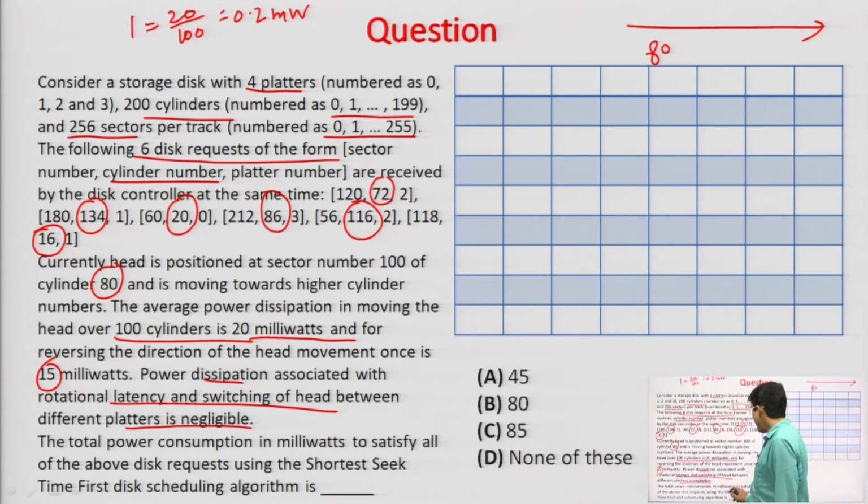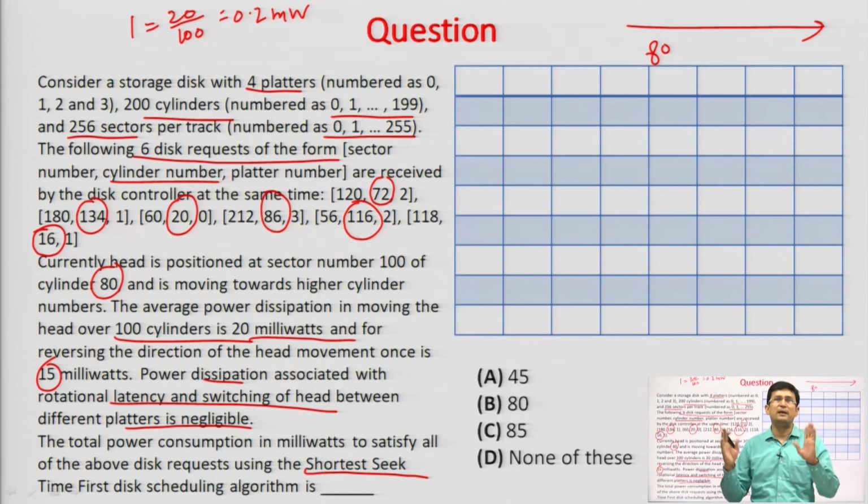So, what do we have to find? We have to apply the shortest seek time algorithm, and find out how much is the total power consumption. So, we will have to find the total movement, and then multiply it with the amount of power dissipated for movement of the heads. Fine. So, currently the location is 80, and the requests coming are 134, 20, let us mark this somewhere. So, 20, 86, 72, 116 and 16.